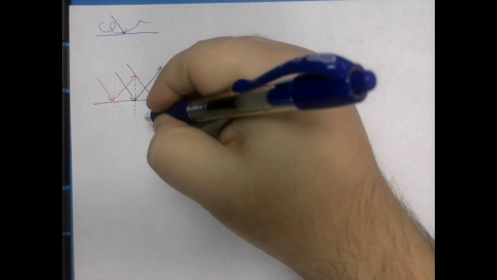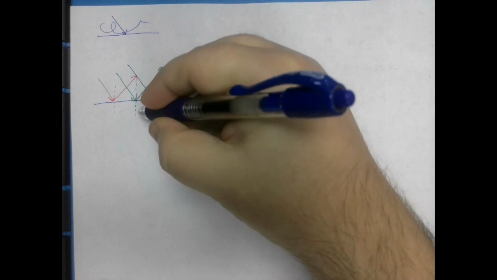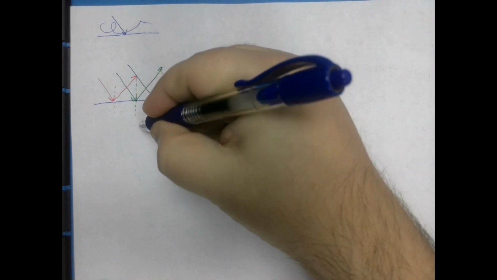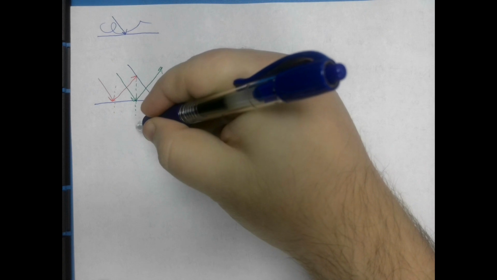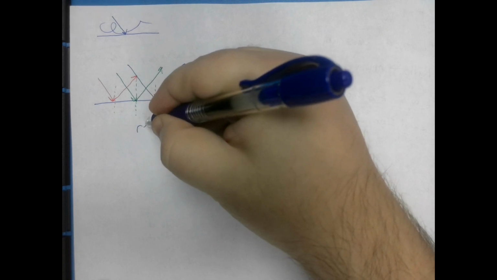Now, this is normal reflection, or plane reflection, specular. There's a lot of words for this.